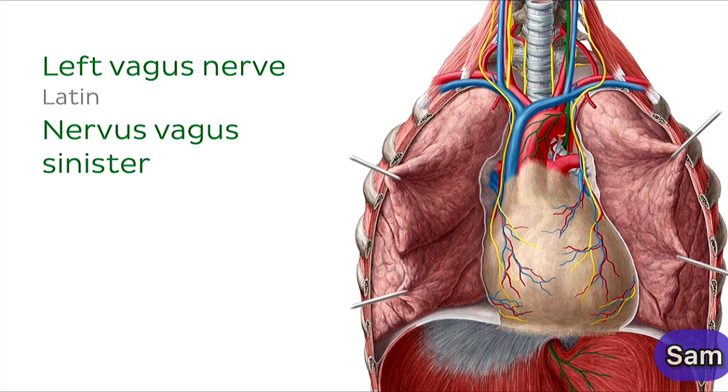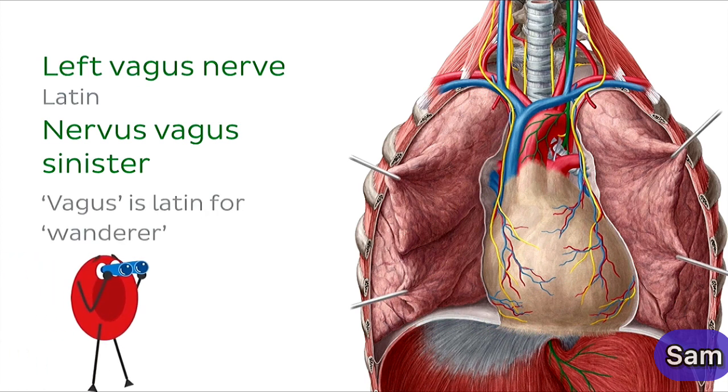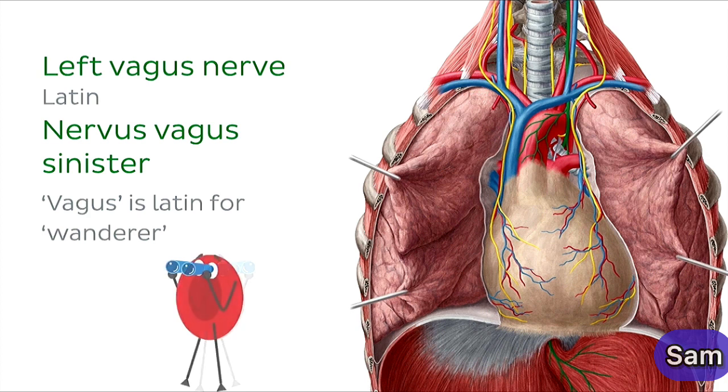In the neck, you can see that it is situated between the common carotid artery and the internal jugular vein, and you'll notice that it then travels just in front of the aortic arch before it dives behind the left main bronchus. Finally, it travels through the diaphragm before reappearing in the abdomen. What a journey! And it might be interesting to know that vagus in Latin actually means wanderer, which makes perfect sense when you consider its crazy course through the body.